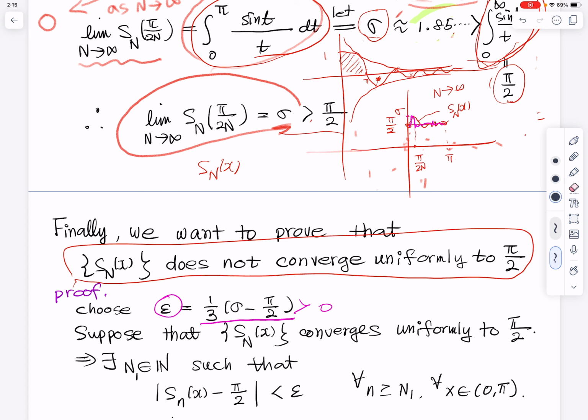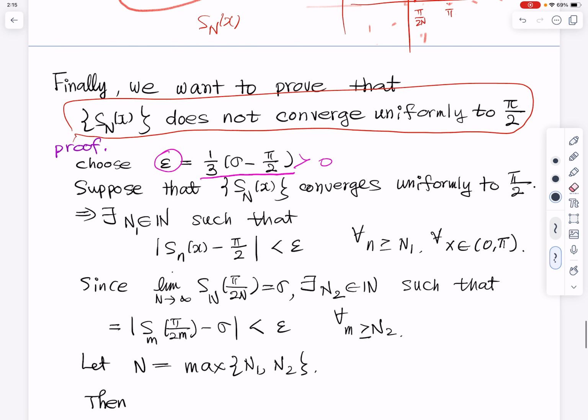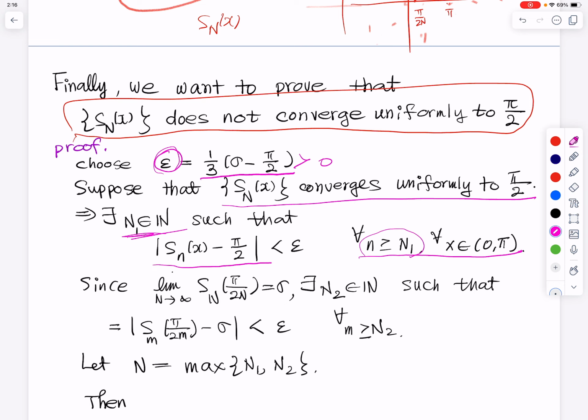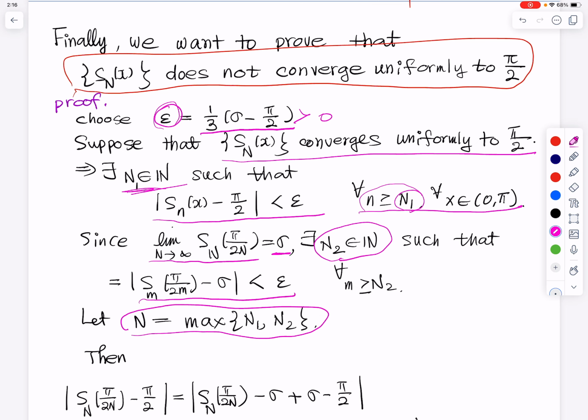Suppose that S_n converges uniformly to pi over 2. Then, given this epsilon, there exists a natural number n1 such that for every x in [0, pi] and n greater than n1, |S_n(x) minus pi over 2| is less than epsilon. And we know that the limit as n goes to infinity of S_n(pi over 2n) converges to sigma, so there is a natural number n2 such that this one is less than epsilon. Now I take the natural number n to be the maximum of n1 and n2.